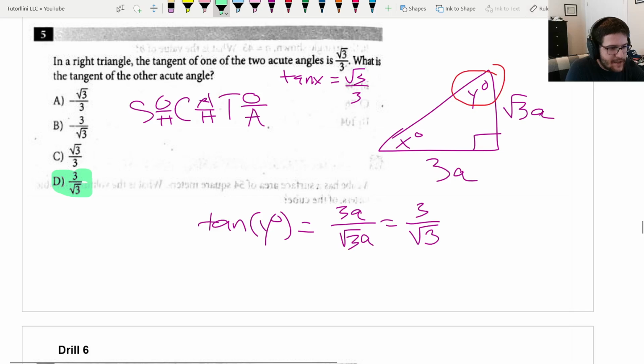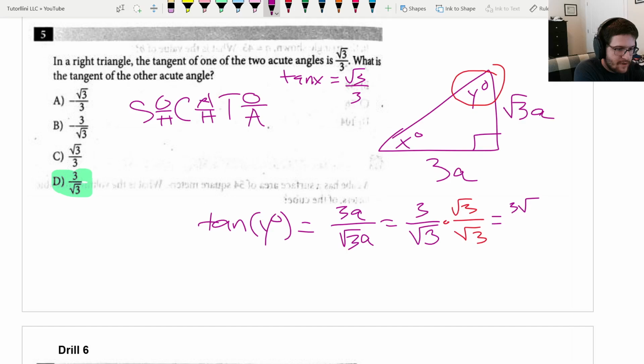Something they might want you to do is to rationalize the denominator. So we would multiply the top and bottom by root 3, and we would get 3 root 3 over 3, which is just root 3. If you have a scientific calculator that can simplify radicals, that can really help with questions like these. But we didn't really need to do it for this one because they just left it as 3 over root 3.